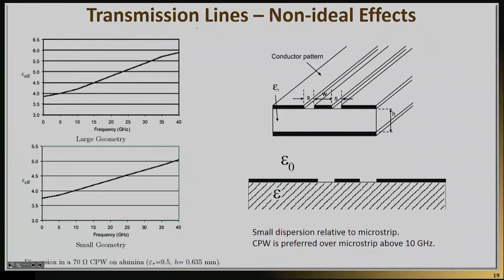Similar things happen for coplanar waveguides. This is another example of the effective dielectric constant for a coplanar waveguide for a large geometry as well as a small geometry. But what I do want you to notice here is that in general, the dispersion, as I discussed before, is smaller in a coplanar waveguide line compared to microstrip. So yes, you do suffer dispersion in CPW, but it's a lot less than microstrip. And also I want you to see that both for small and large geometries, the numbers are comparable.